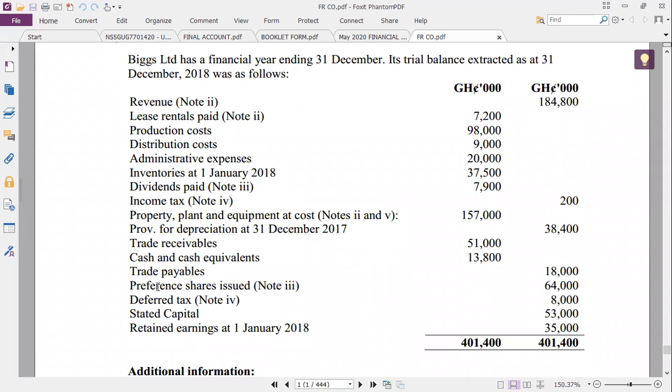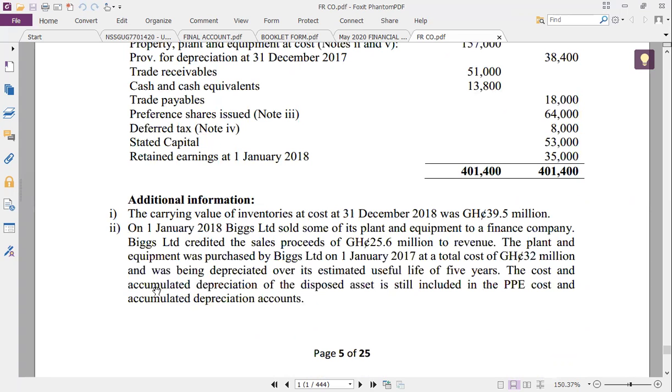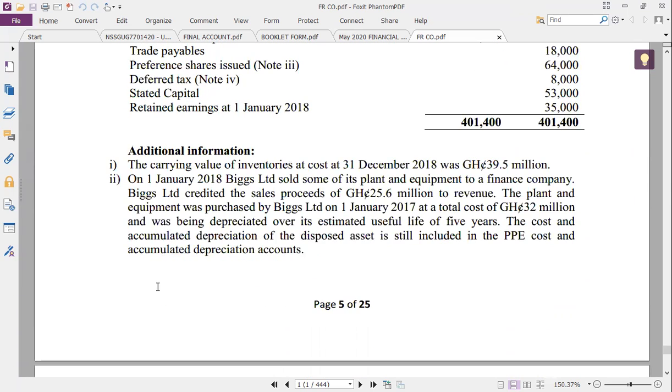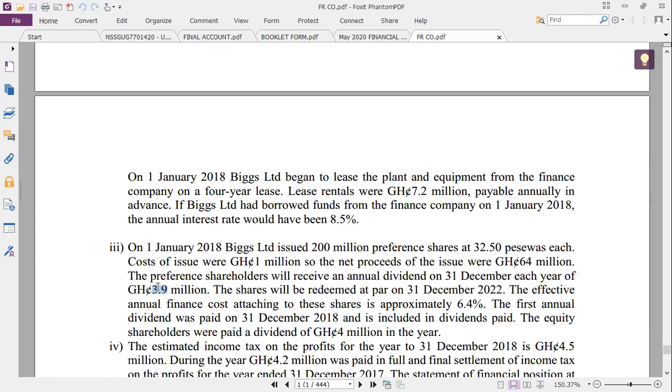7,900. A combination of what? The preference dividend plus what? The ordinary dividend. So what's the preference dividend? We have to make sure that we get that 7,900. So the preference dividend is 3.9 million. That's 3,900. And then the equity dividend is what? The 4 million. Agreed. So now it has balanced before we can continue. Good. So that's the combination. So in the exam, if you are getting issues like this, then at least you are making headway.